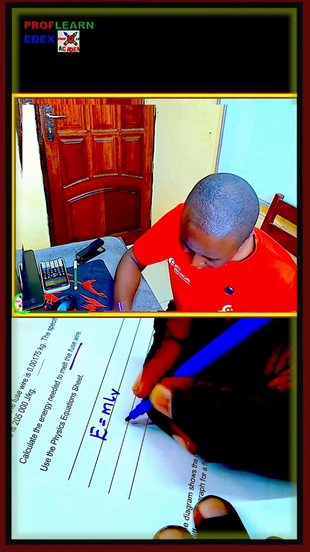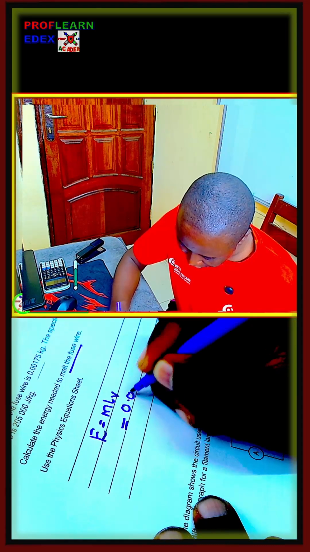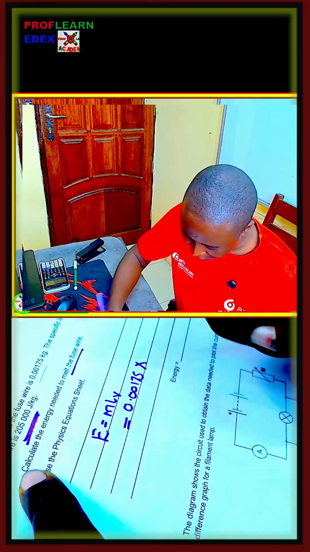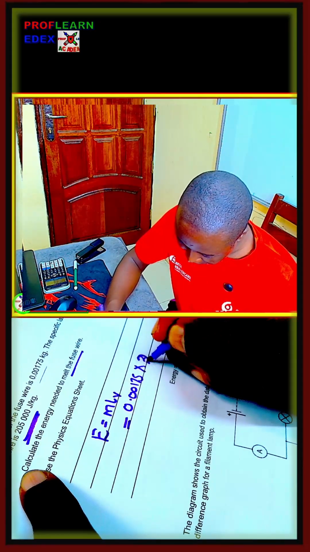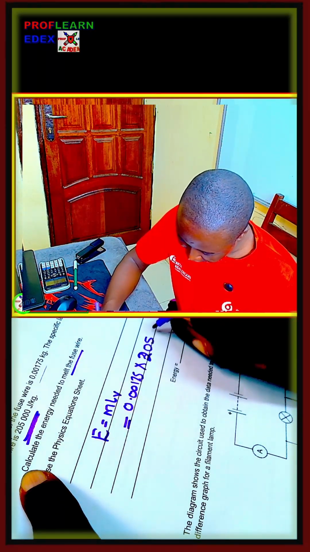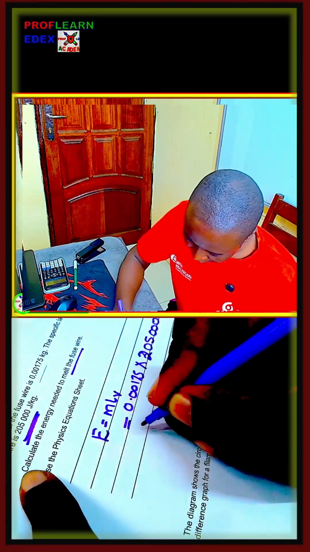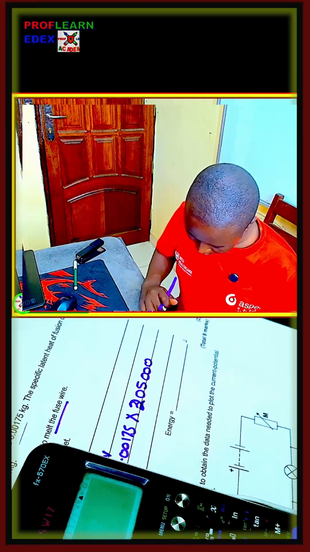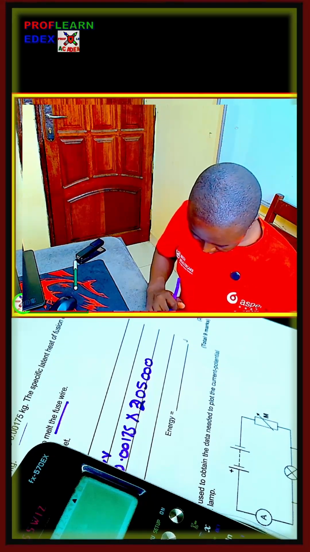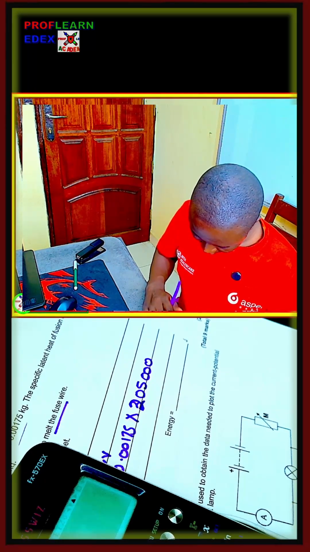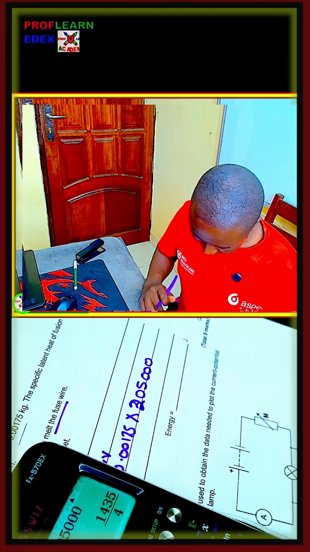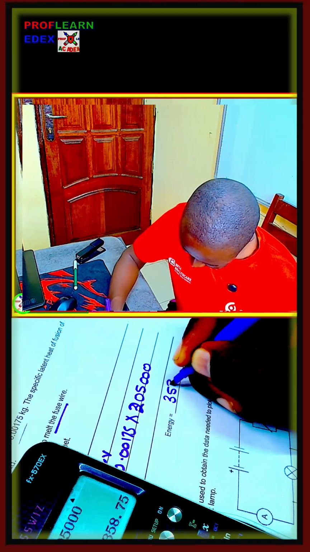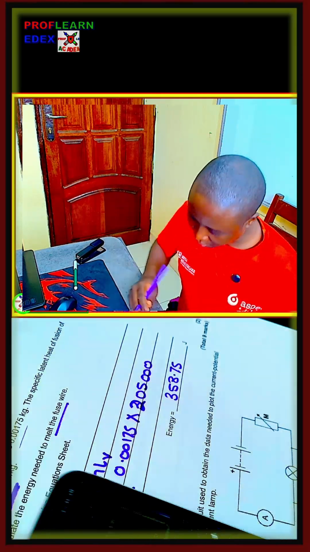In this case, mass is 0.00175 times the latent heat of fusion, which is 205,000. So if you work it out, 0.00175 times 205,000, you're going to get your answer as 358.75 joules of energy.